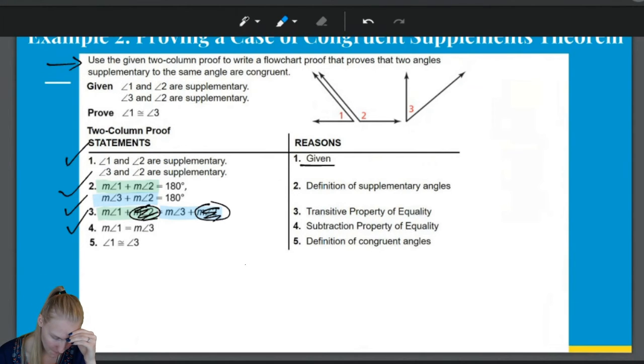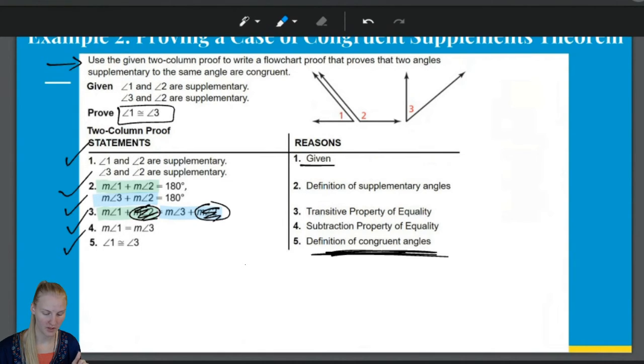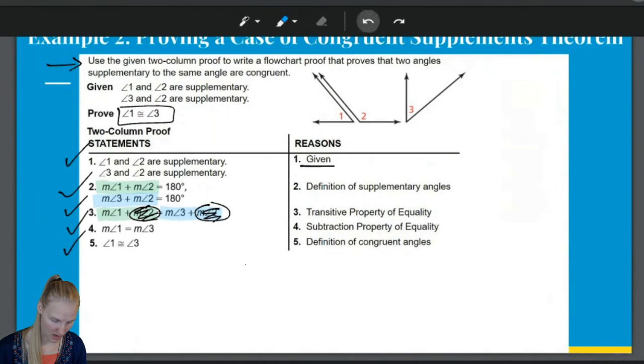Now, from their measures being the same, the angles have the same measure. That means that they're congruent. Yeah. Congruent angles have the same measure. So, that's what it means to be congruent angles. So yes, that step makes sense. And, look at that. We have proved what we wanted to prove. We wanted to prove that given any two angles that are supplementary to the same angle, those angles will be congruent. And we proved that. Beautiful.